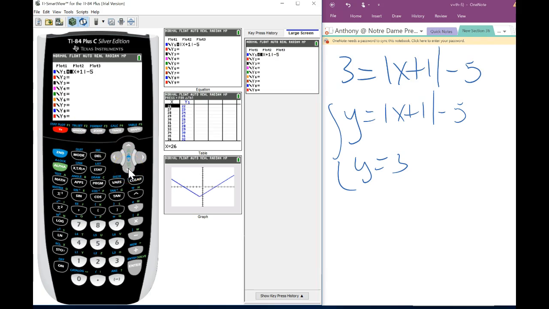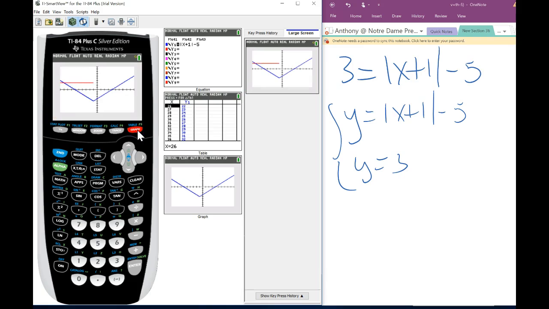I've already typed in that first line because it's what I started with. I'm just going to type in y equals 3. And I'm going to go ahead and hit graph. And this red line that's come in, that's the graph for y equals 3.